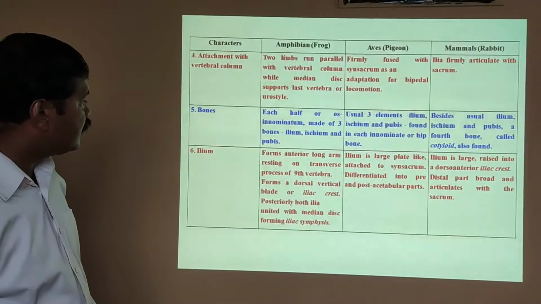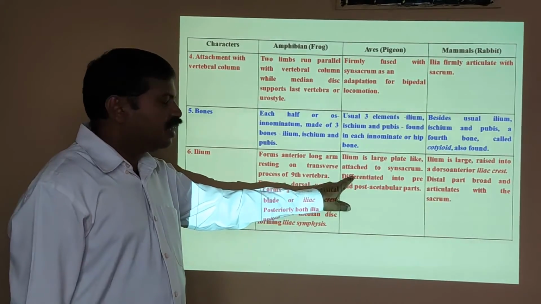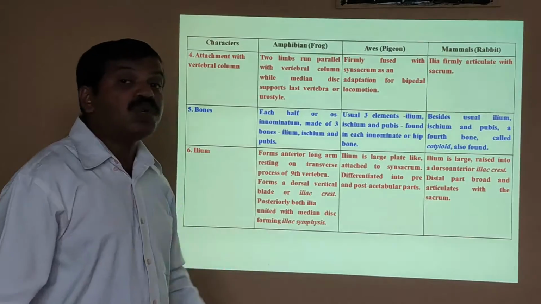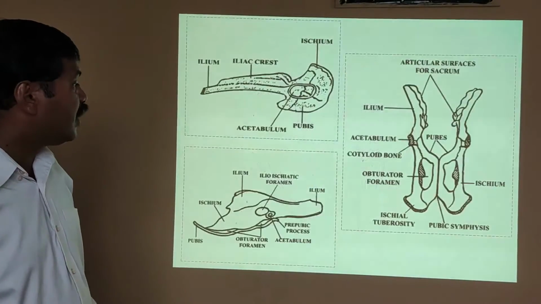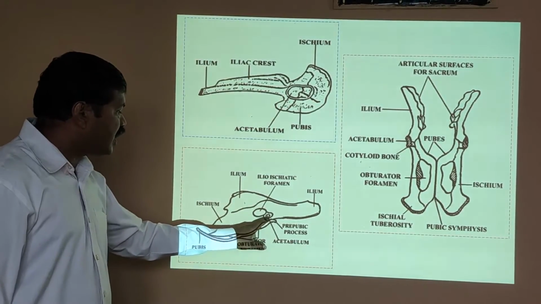That can be seen here. It is a large plate-like bone attached to the synsacrum. It runs along with the synsacrum, differentiated into pre and post acetabular parts. So look at this. This is the acetabular part. This here is the acetabulum.